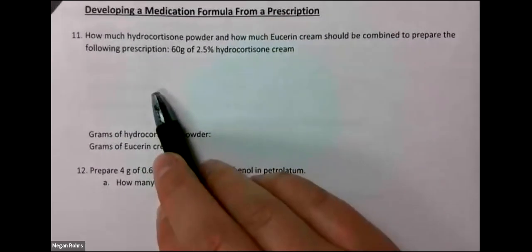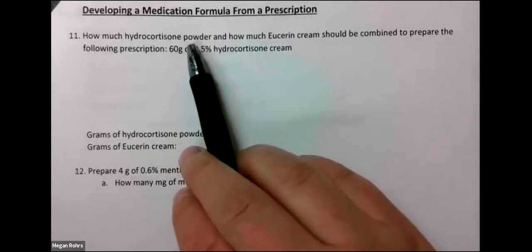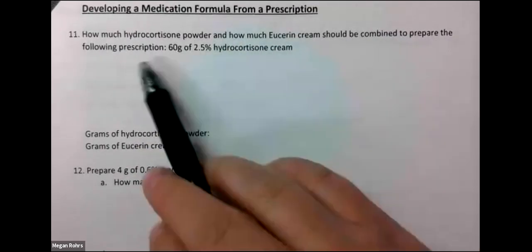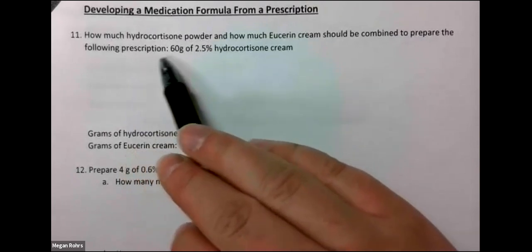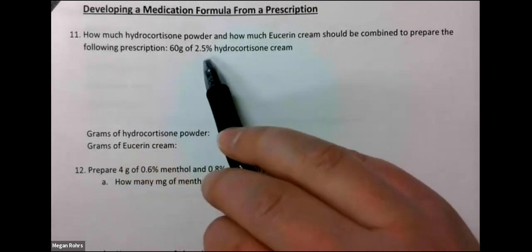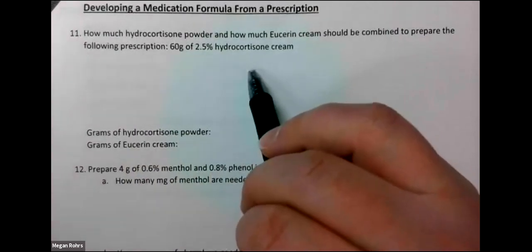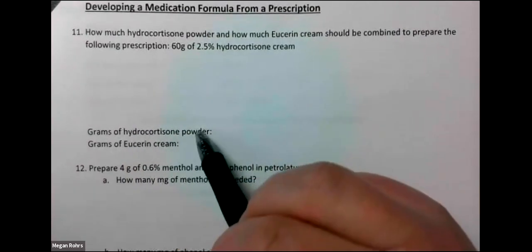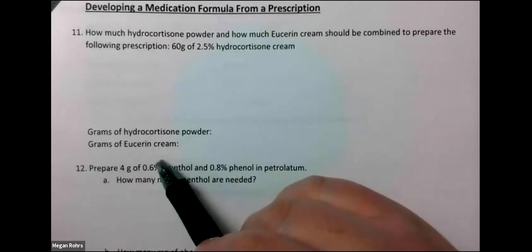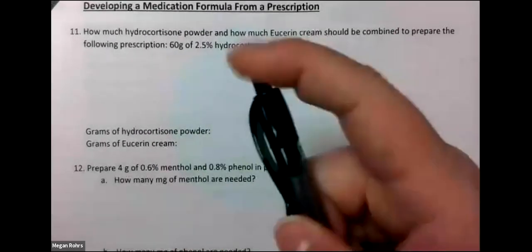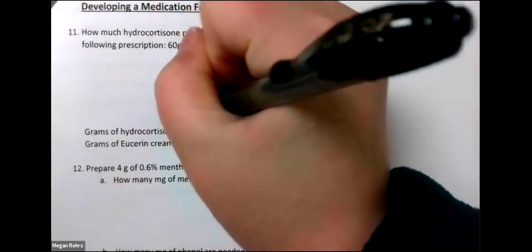Number 11: How much hydrocortisone powder and how much Eucerin cream should be combined to make the following prescription? 60 grams of a 2.5% hydrocortisone cream. So here we have a hydrocortisone powder and a Eucerin cream. This hydrocortisone is a pure ingredient, so that is 100% ingredient.